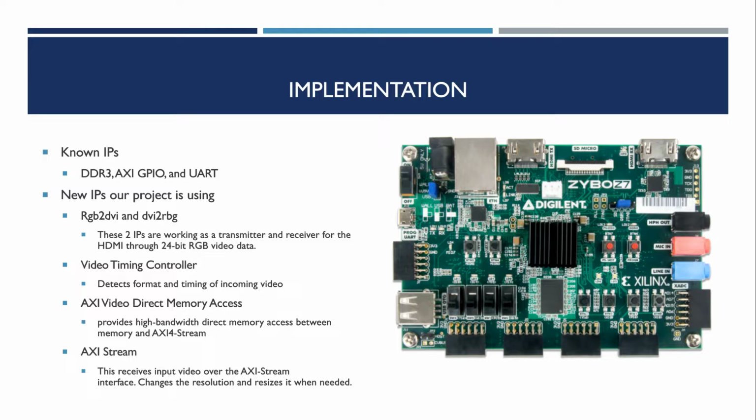We also use an AXI Video Direct Memory Access IP. This provides high bandwidth direct memory access between the DDR3 memory on the Zybo and the AXI4 stream. And finally, we use the AXI4 stream IP. This receives input and transmits video over the AXI stream interface. This is the IP that can also change the resolution.